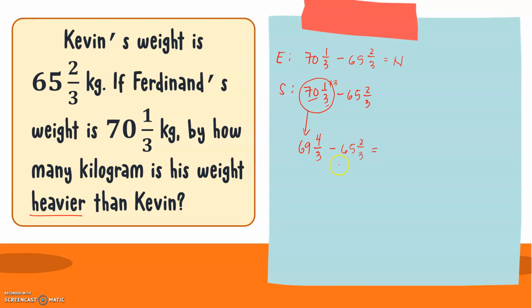We can now solve. So 4 minus 2, that is 2. Then we copy the common denominator, which is 3. 69 minus 65 is 4. Therefore, Ferdinand is 4 and 2/3 kilograms heavier than Kevin.